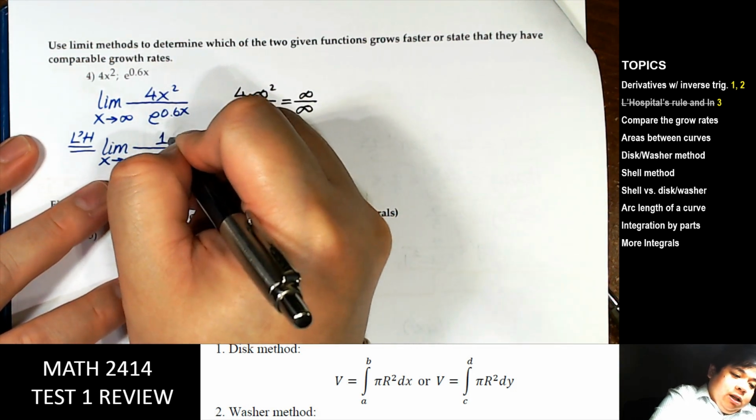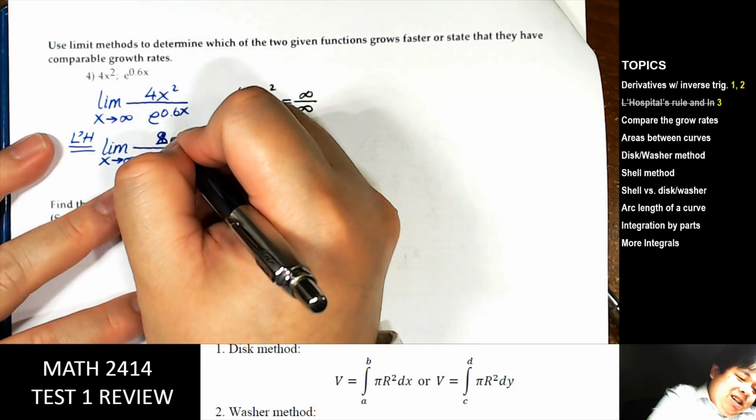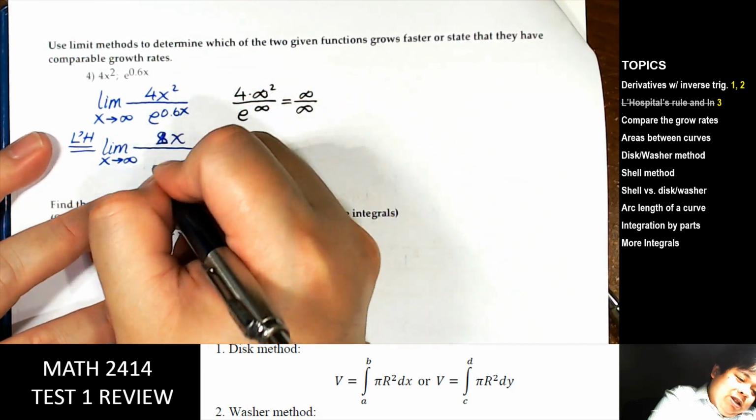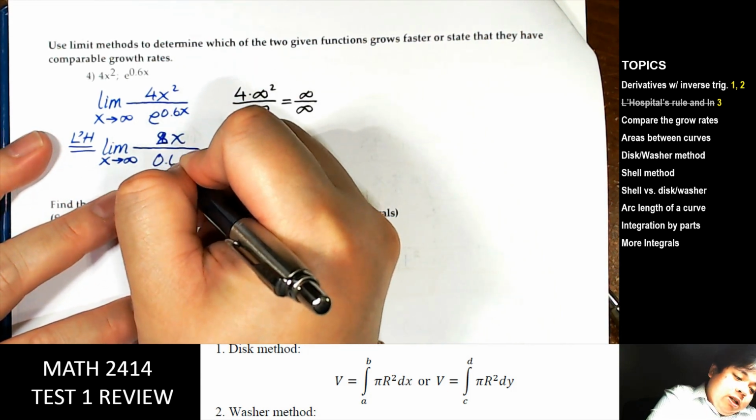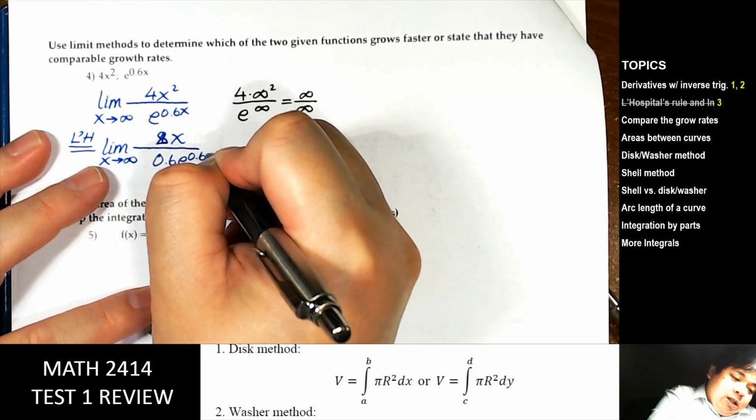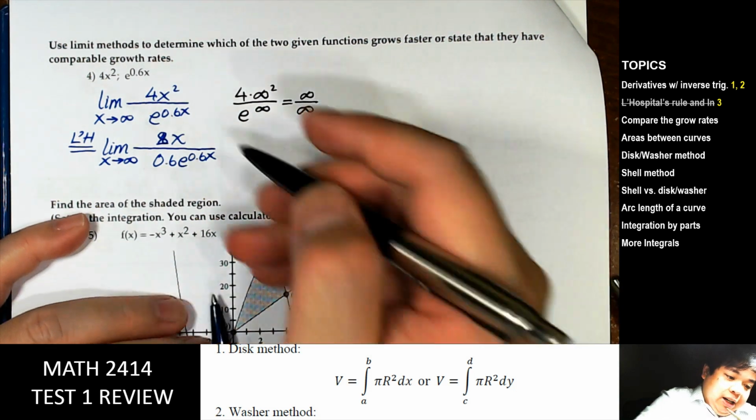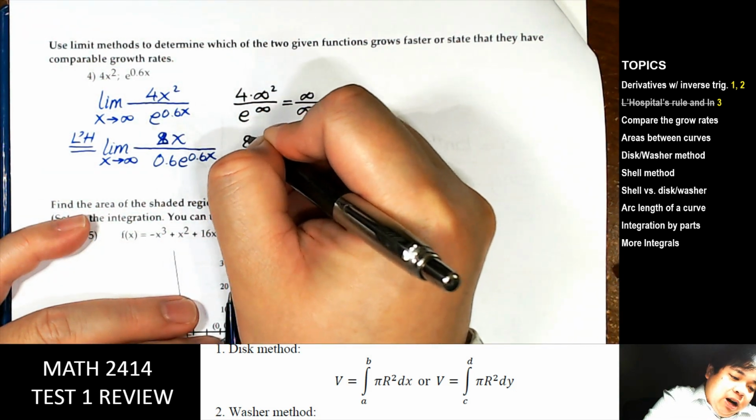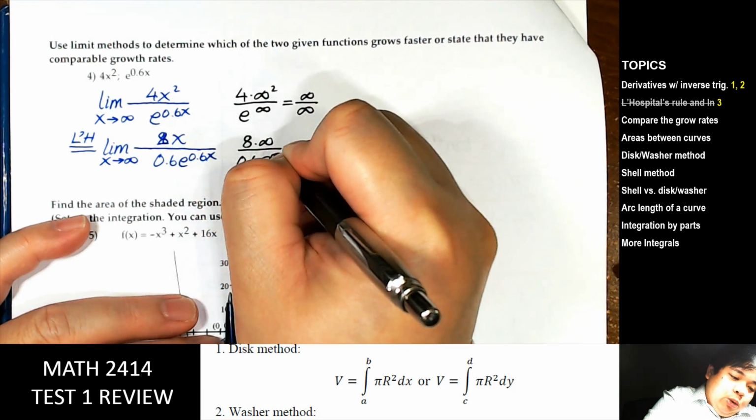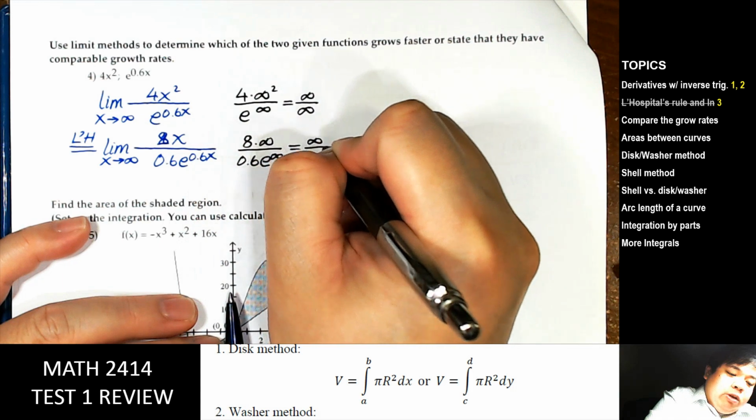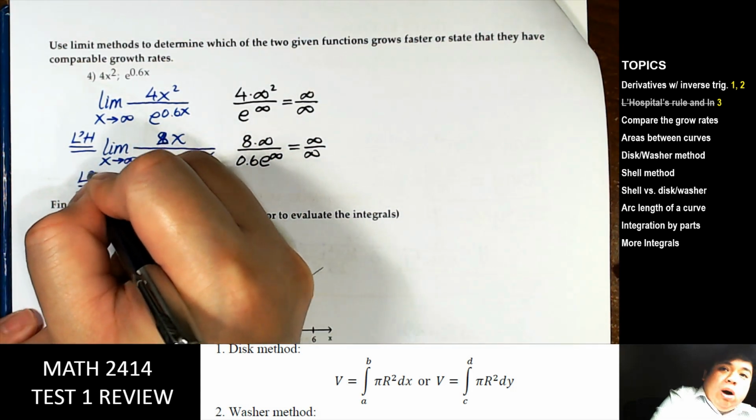It will be 16. I don't know why I get 15. I mean 8x over, and the derivative of that is 0.6 e to the 0.6x. And if we check this again, 8 times infinity over 0.6 e to infinity. So we still have infinity over infinity. So we use L'Hospital's rule one more time.